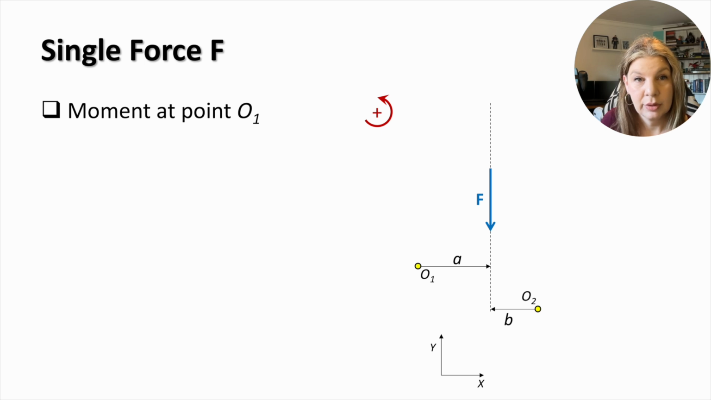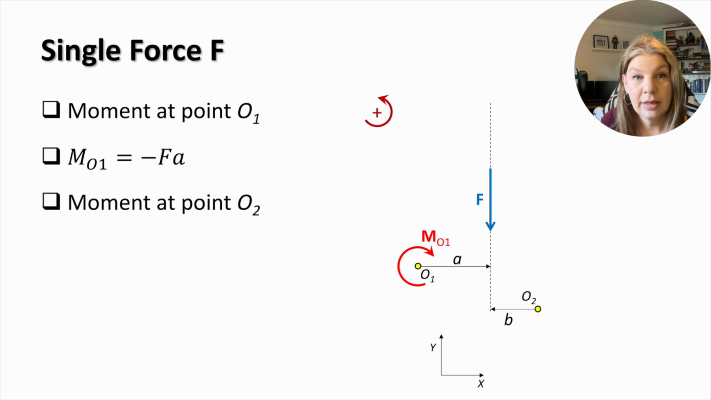Let's take a point, O1, at a distance of A on the left from the line of action of force F. The force will generate a moment around O1. The magnitude of this moment equals the magnitude of the force times the distance A. As you can see, this force rotates clockwise around O1, so the moment is negative. Now we take a point O2 at a distance B on the right from the line of action of force F. The force will rotate counterclockwise around O2, generating a positive moment with a magnitude F times B.